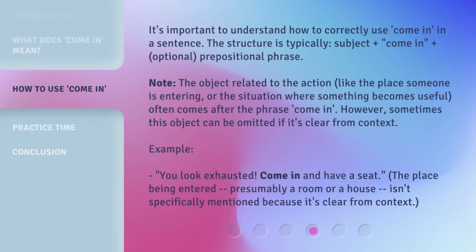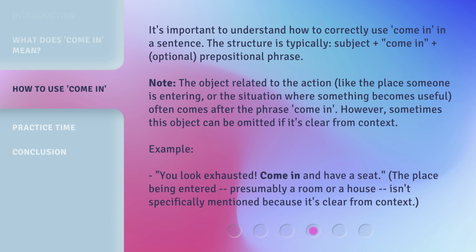It's important to understand how to correctly use come in a sentence. The structure is typically subject plus come in plus optional prepositional phrase. Note: the object related to the action, like the place someone is entering, or the situation where something becomes useful, often comes after the phrase, come in. However, sometimes this object can be omitted if it's clear from context.